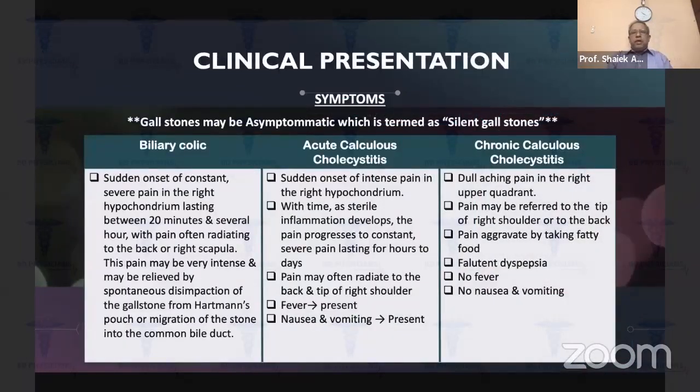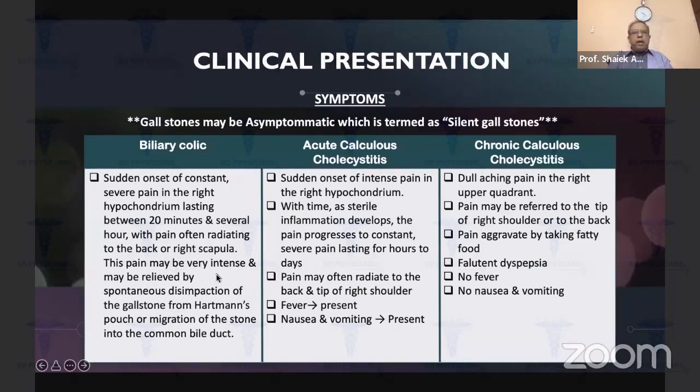The symptoms, clinical presentations. Gallstones may be asymptomatic, which is termed silent gallstones. The presentations are biliary colic, acute calculous cholecystitis, or chronic calculous cholecystitis. In biliary colic, the commonest presentation is sudden onset of constant severe pain in the right hypochondrium, lasting between 20 minutes and several hours, often radiating to the back or right scapula.